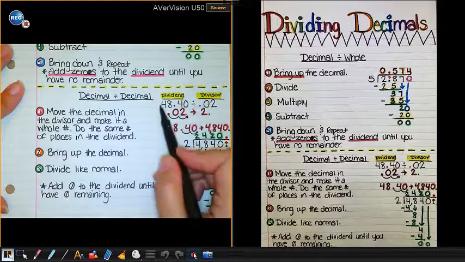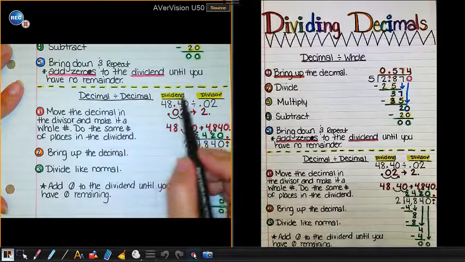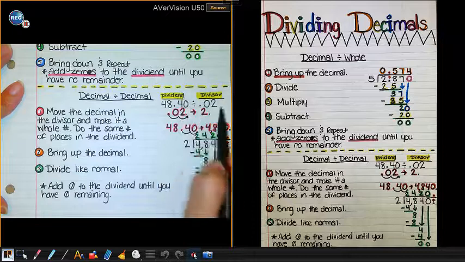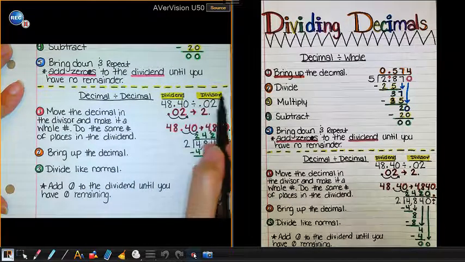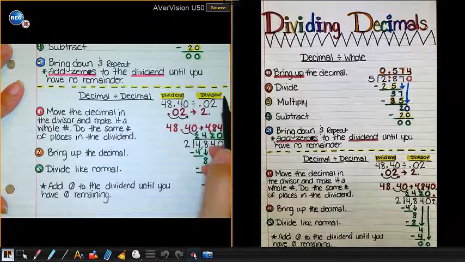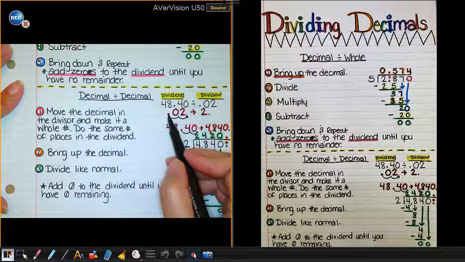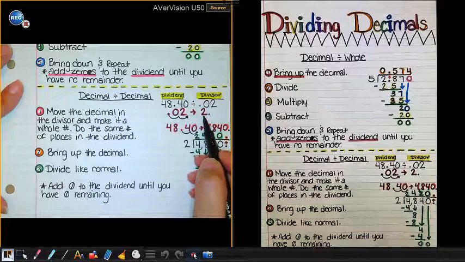Whenever you have a problem written horizontally like this, your dividend will be the number on the inside, and your divisor is going to be the number on the outside. So we need to change our divisor to be a whole number. In order to do that, we have to move our decimal to the right 2 places, and that'll leave us with 2.